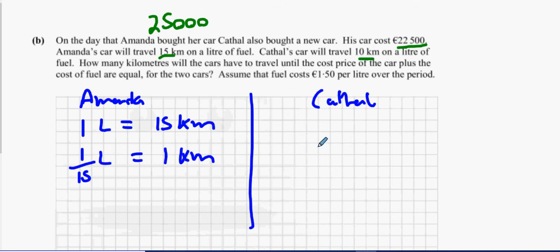Okay, next one, Carl. What about Carl? 1 litre gets him how far? And how much does it take to make Carl go 1 kilometer? 0.1 or 1/10. Okay. Have I done anything ridiculously complicated so far? No, sir. Okay, great. Next thing we're going to do is this. How much money has Amanda spent extra? How much money has Amanda spent extra? 2,500?